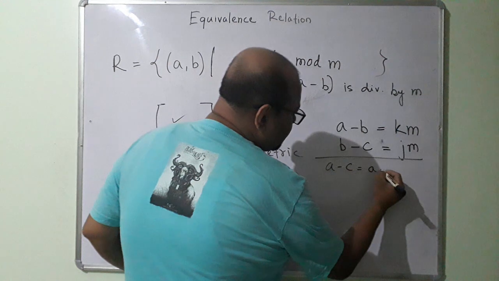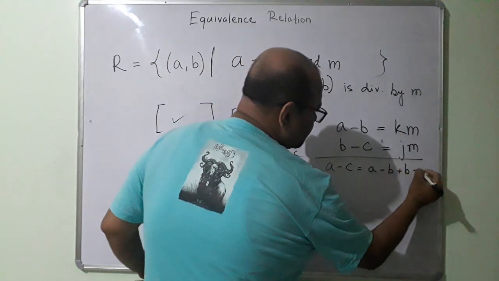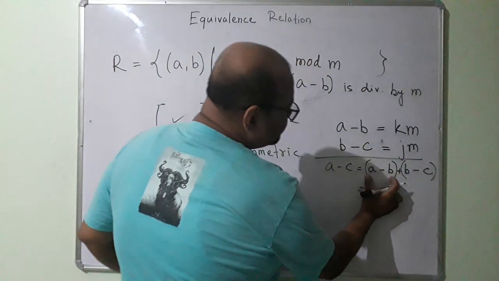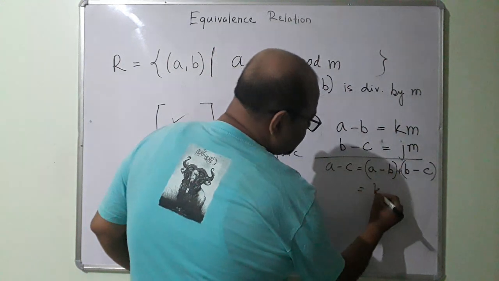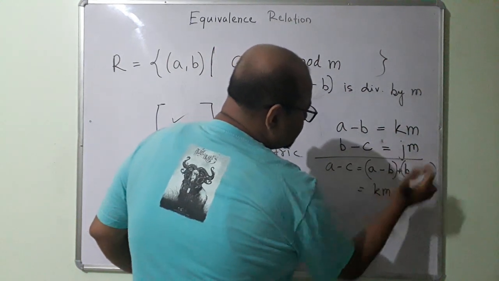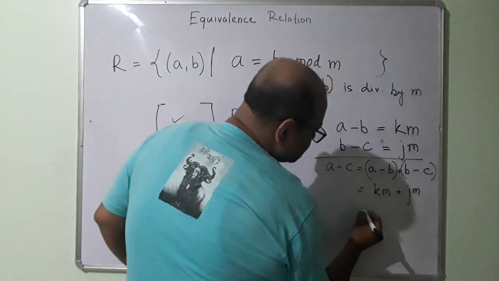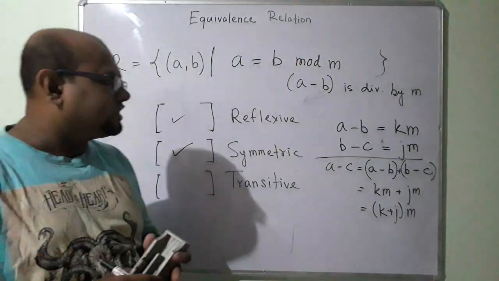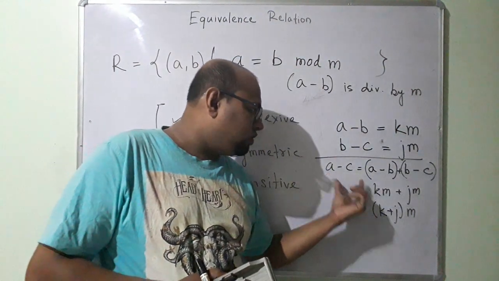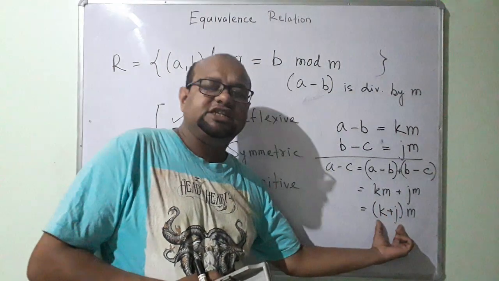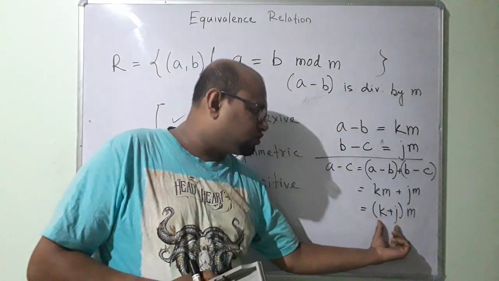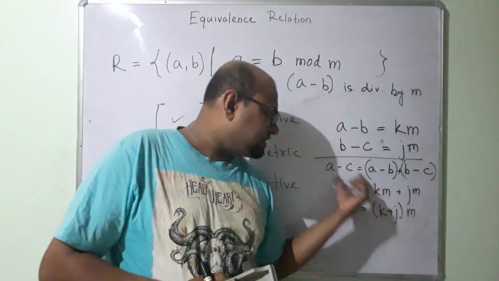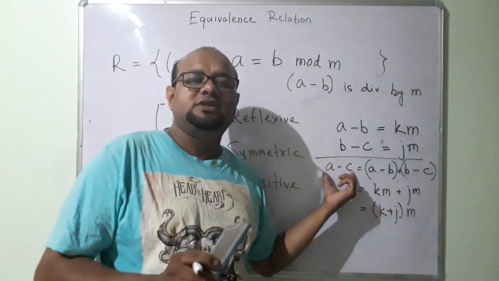Once again, let me subtract B and add B to the equation, will not matter. Then A minus B is what? A minus B is equal to Km. B minus C is what? B minus C is equal to Jm. So I can take M as common. So what do I see in here? I see A minus C. When I divide by M, I will get K plus J, where K and J are both integers. So this is also an integer, K plus J. Alright. So A minus C is equal to K plus J into M. That means A minus C is also perfectly divisible by M.